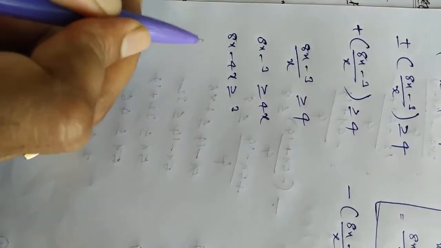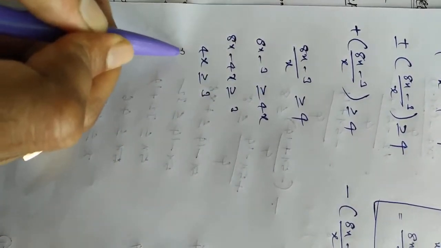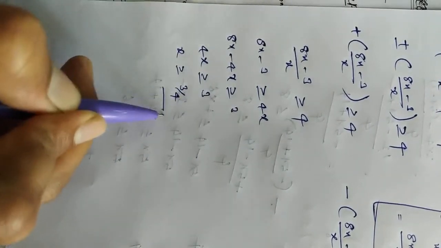So 8x minus 4x, how much? 4x is greater than or equal to 3. Then x is greater than or equal to 3/4. This is the first one.